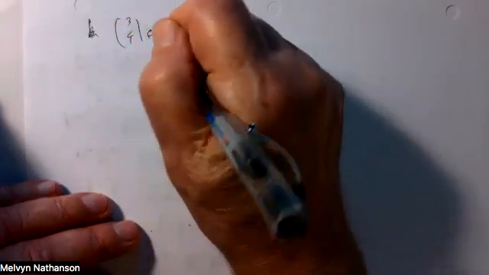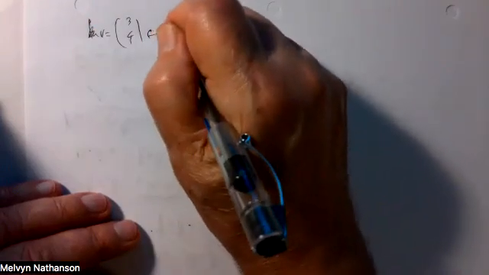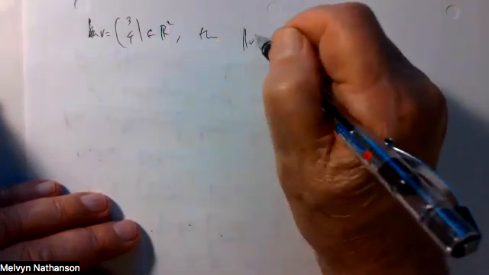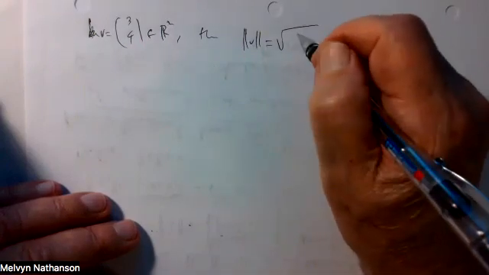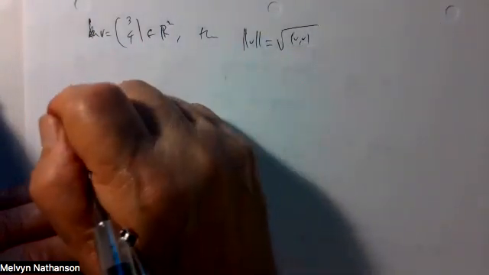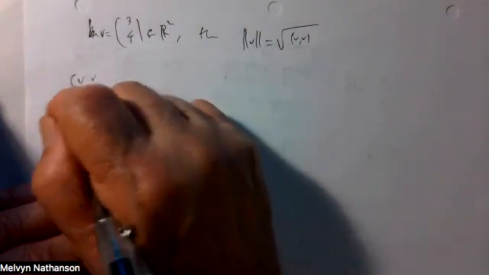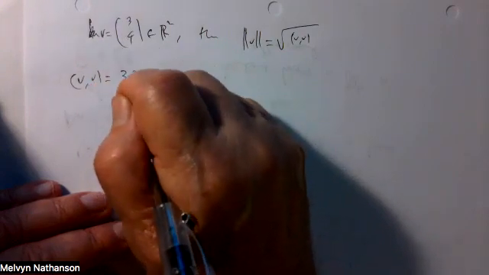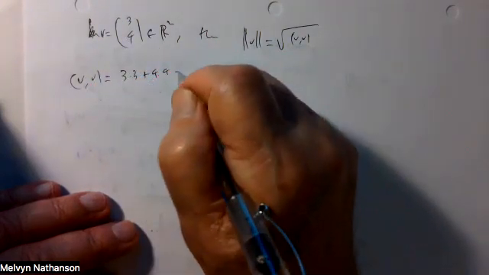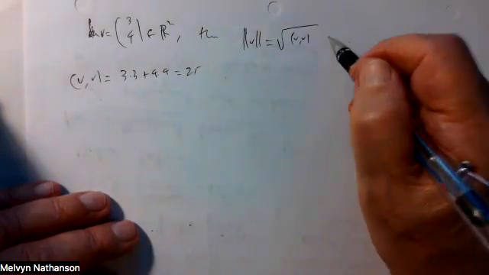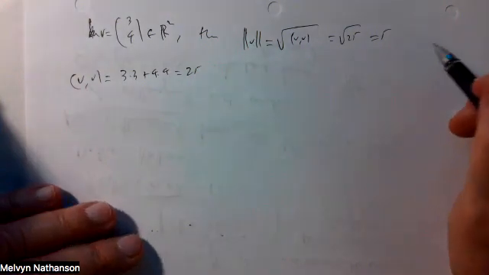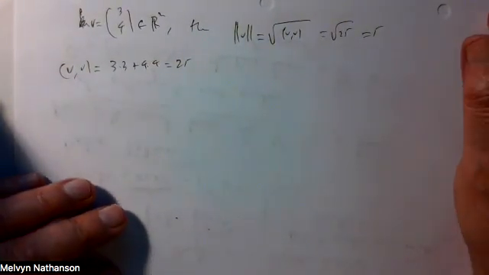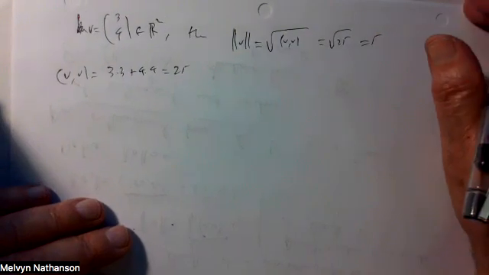So for example, take the vector 3, 4, call that V. If V is the vector 3, 4 in R2, then the length of V is the square root of the inner product of V with V. The inner product of V with V is 3 times 3 plus 4 times 4. That's 9 plus 16, which is 25. So this is the square root of 25, which is 5, which is completely consistent with what you do in elementary calculus and geometry.